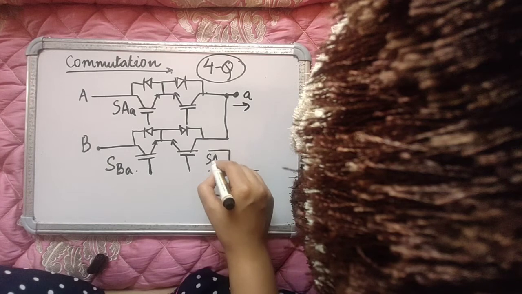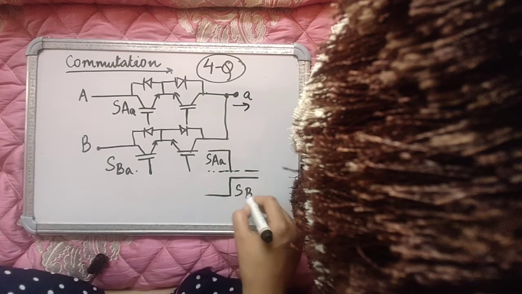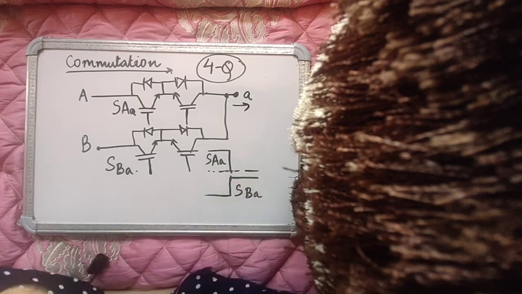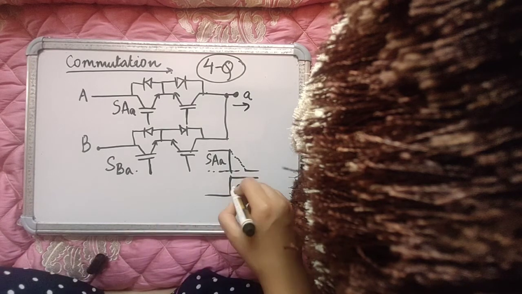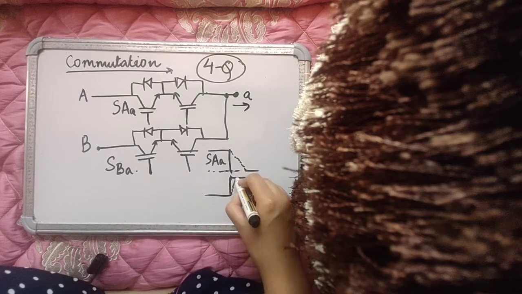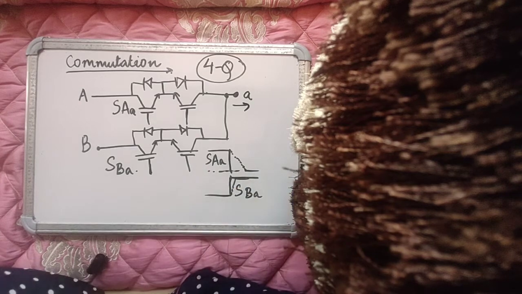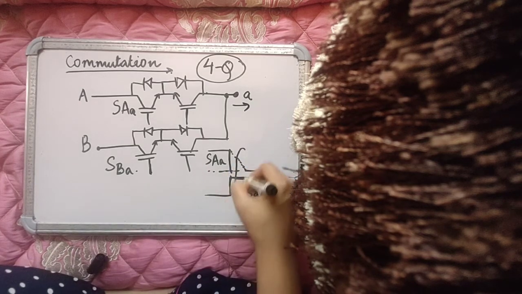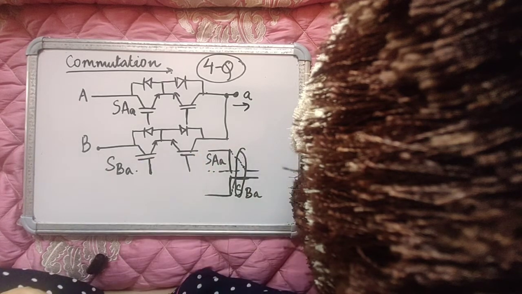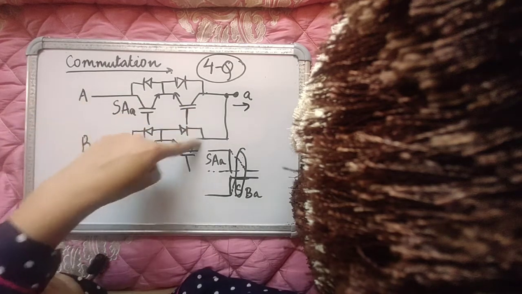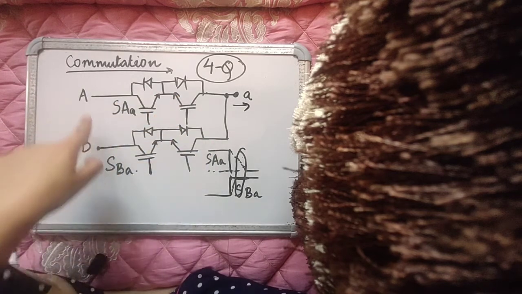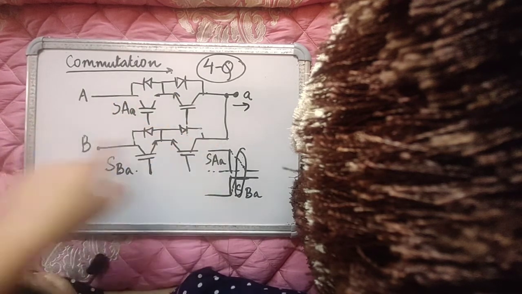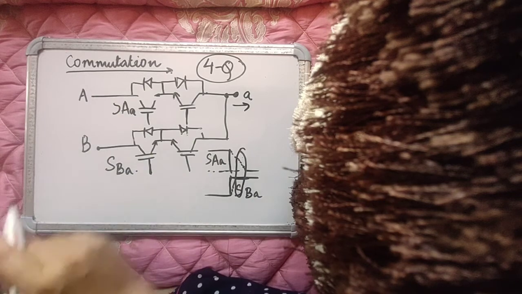This is SAA and this is SBA, and immediately it has gone on, which means that SAA will take some time to turn off and SBA will have lesser turn on time, because turn on times are lesser than turn off times, and there will be a small interval where both of these will be on, which will cause a short circuit of the source of the line voltage. This one is on and this one is also on, so something like this, current will flow like this, and the source will be short circuited.